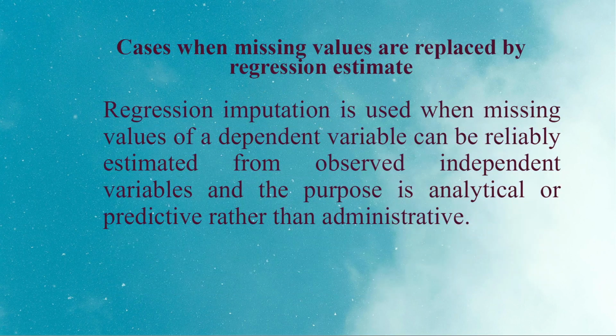Cases when missing values are replaced by regression estimate. Regression imputation is used when missing values of a dependent variable can be reliably estimated from observed independent variables, and the purpose is analytical or predictive rather than administrative.